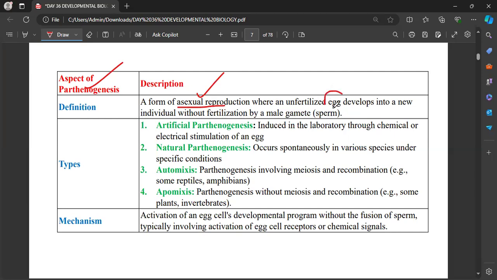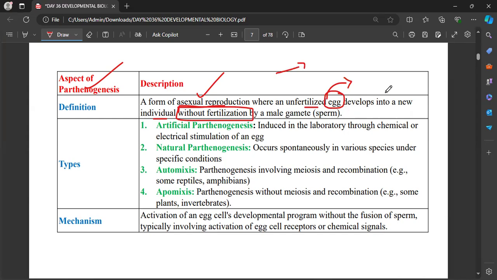Here, an egg is not fertilized, which means it does not meet any male gamete. This unfertilized egg develops into a new individual without fertilization by the male gamete. They have the capacity to produce the next generation. They have their own pros and cons, but that is different. Here the egg is not fertilized, and the unfertilized egg has the capacity to produce the next generation.